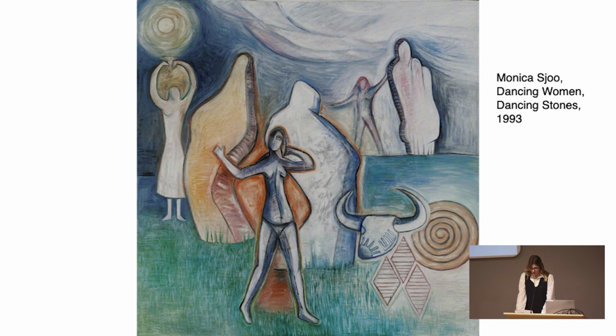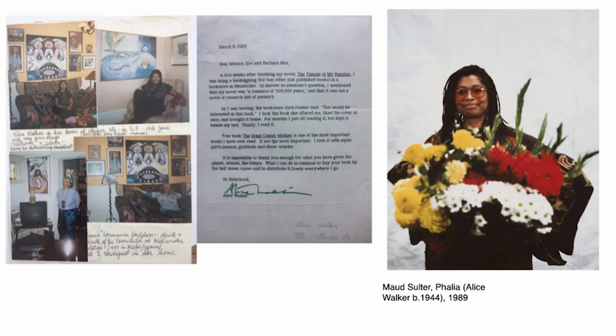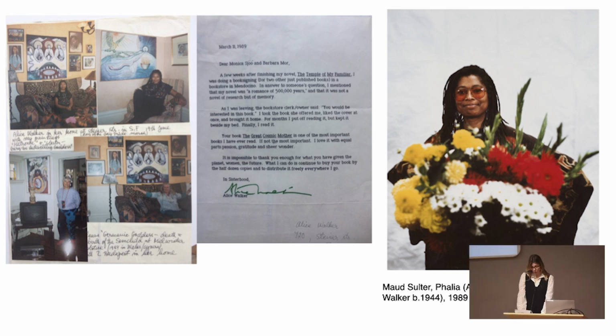One example is the friendship between Monica Shu and African-American author Alice Walker, who appears in the guise of Failure, the muse of comedy bearing flowers, photographed by Maud Salter in her 1989 series Zabat, an intervention to correct the omission of black women in cultural collections, which was made for the Rochdale Gallery and which is now in the Women's Art collection. The same year as the photograph was produced, Walker wrote to Shu with praise and admiration after reading her book, The Great Cosmic Mother, co-authored with Barbara Moore.